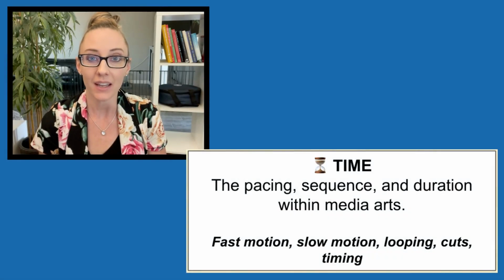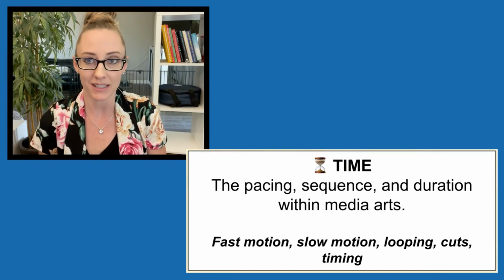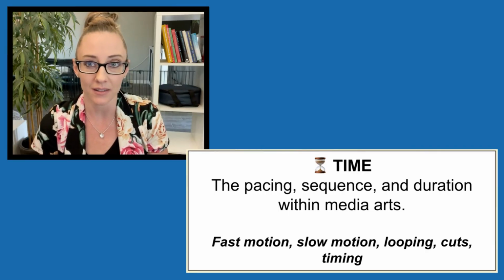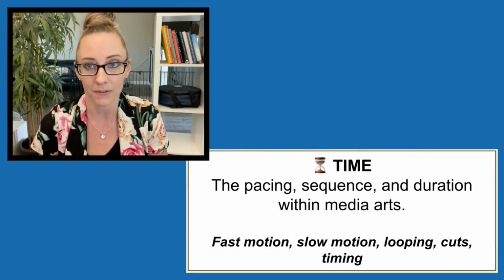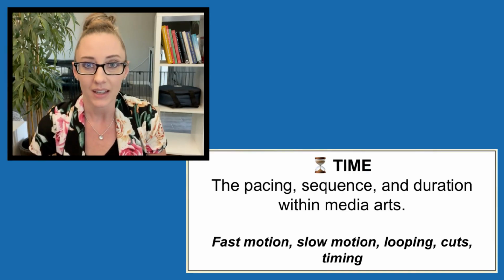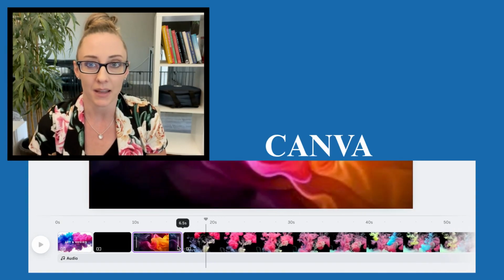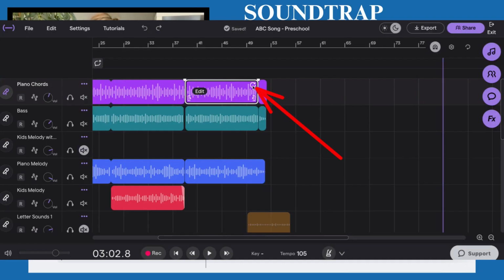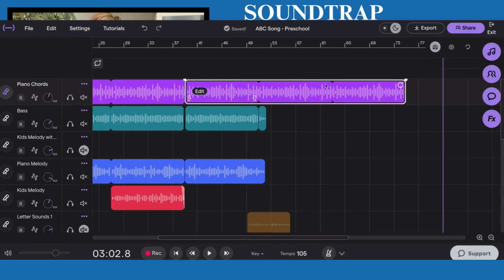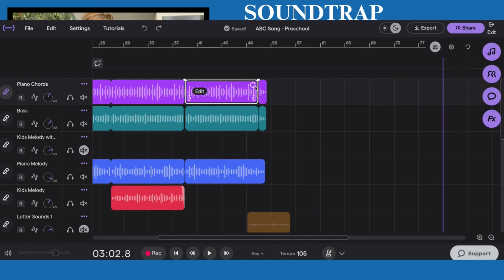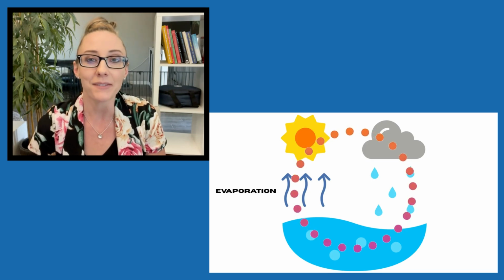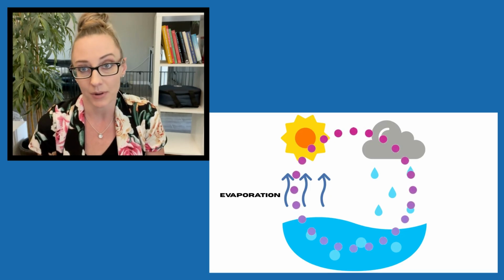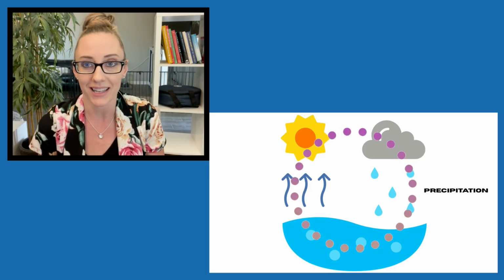Time. Time refers to the pacing, sequencing, and duration within media. Fast motion, slow motion, looping, and timing control the narrative, flow, and impact. In Canva, you can use slide timing to control pace and length of the project. In Soundtrap, students can loop sound effects or adjust the timing of audio clips. Here's a practical classroom idea. Have students create a short animated slideshow in Canva that explains a science process, controlling timing to emphasize each step.